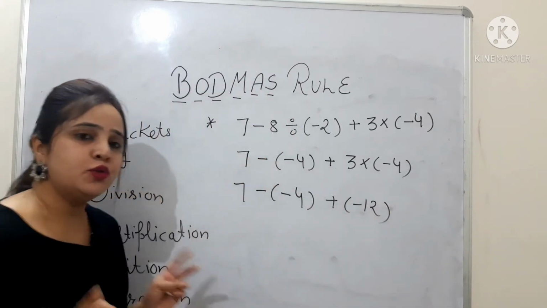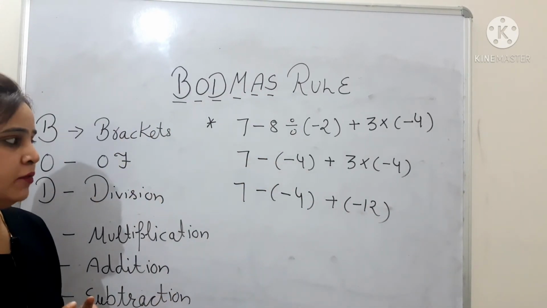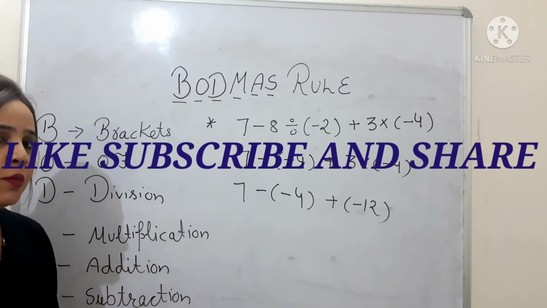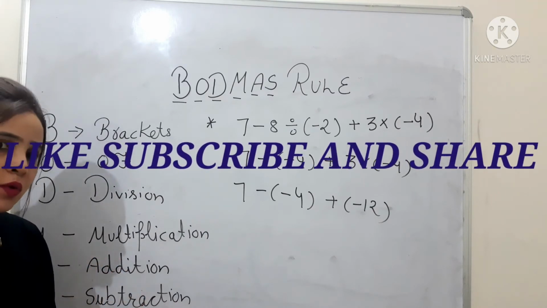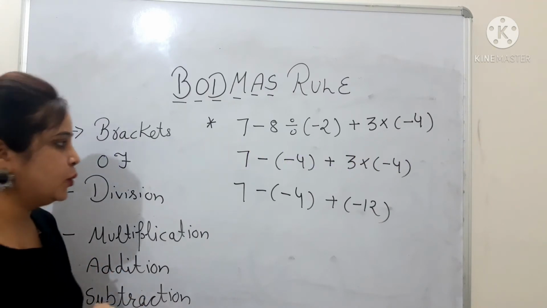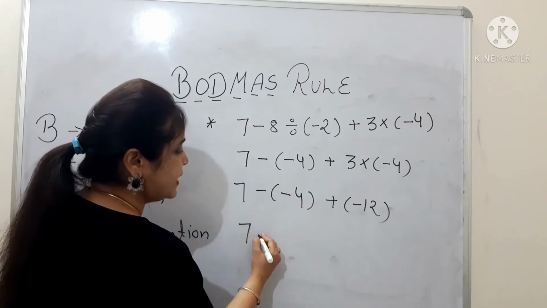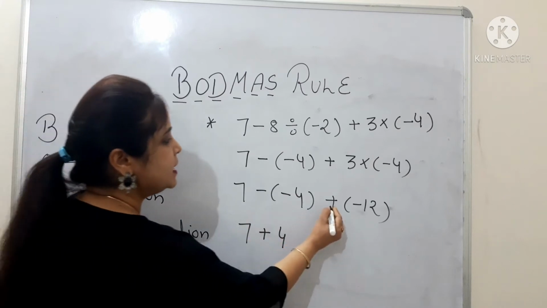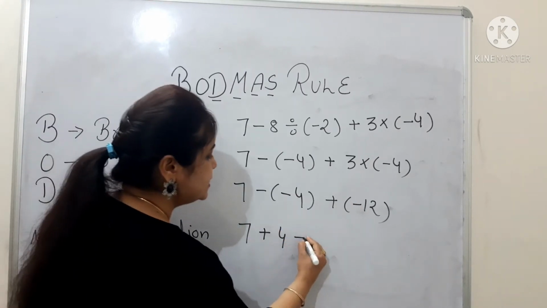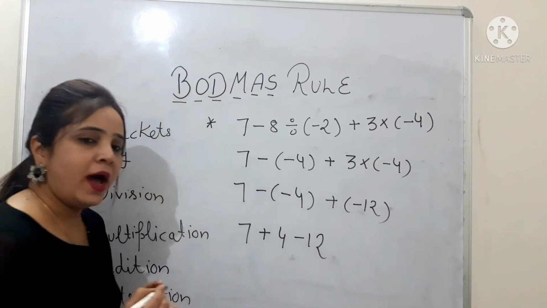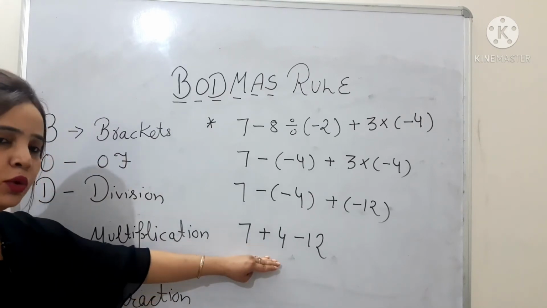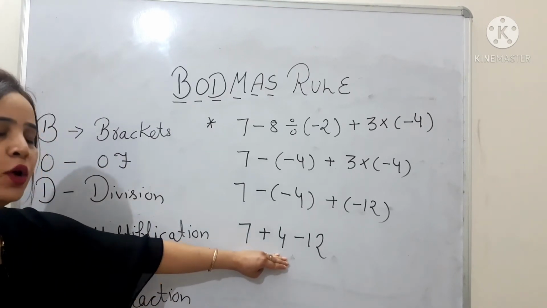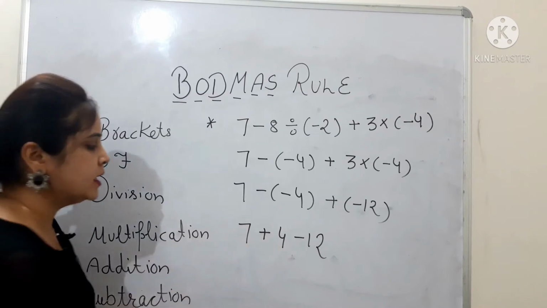Now after doing the multiplication, what do we have to do? We have to perform our addition and then solve our subtraction. So now here minus into minus is what? Minus into minus is plus 4. And here plus into minus is minus 12. Now as per our BODMAS rule we have to do the addition. So 7 plus 4 is what? 7 plus 4 is 11.